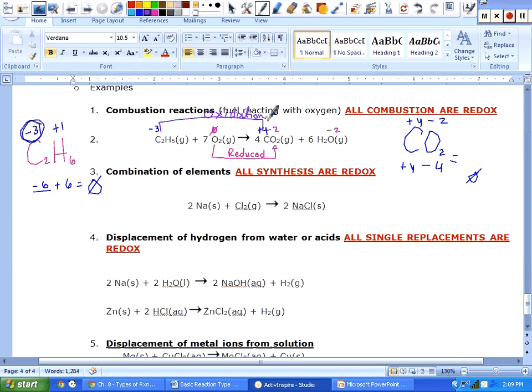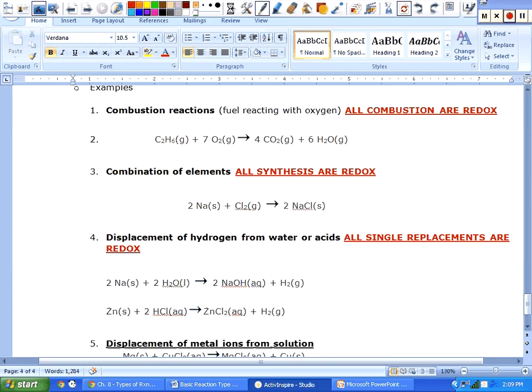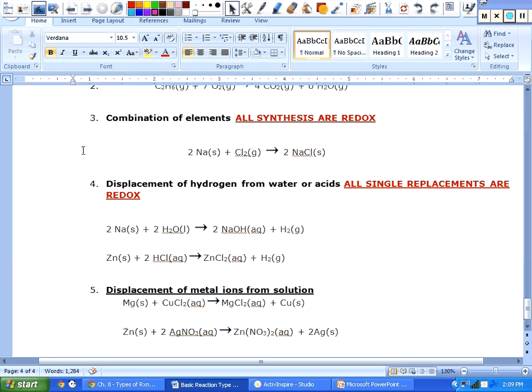Let's look at another example. All synthesis reactions are redox. This one's a lot simpler. Do you see any zeros? Where are the zeros? Oxidation numbers: anything by itself is a zero. So Na is a 0. Cl is a 0, right? Yes, because it's by itself. It's not with another element.